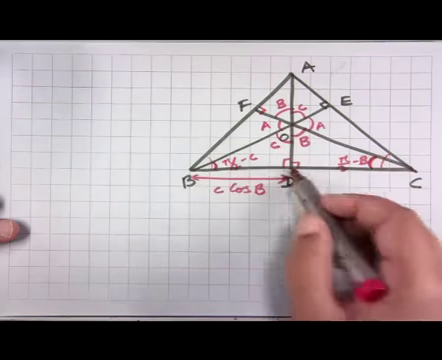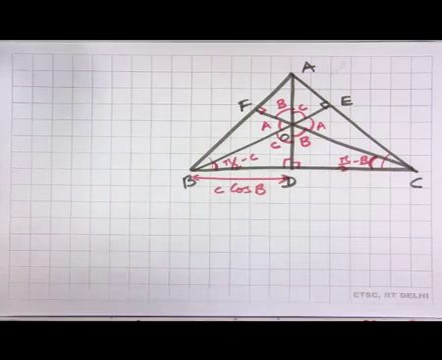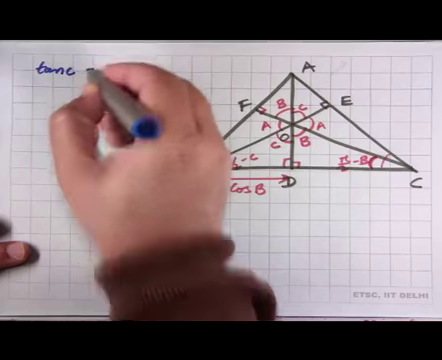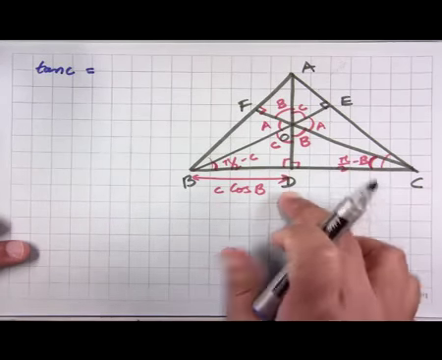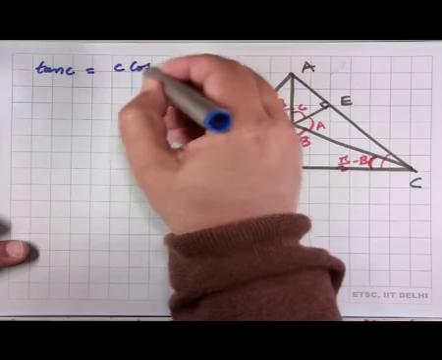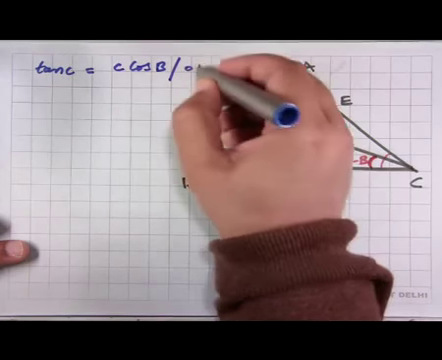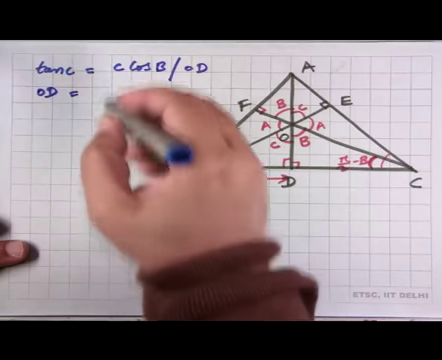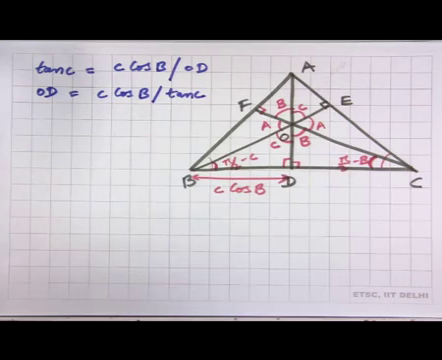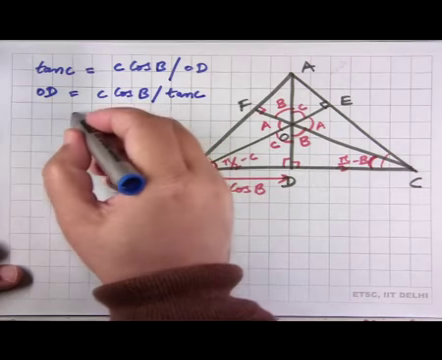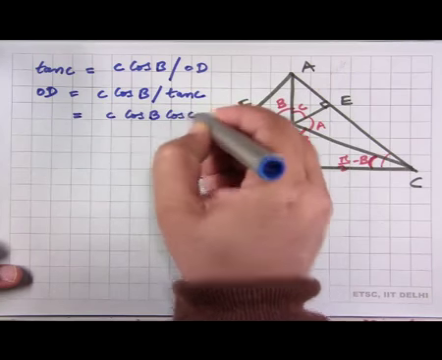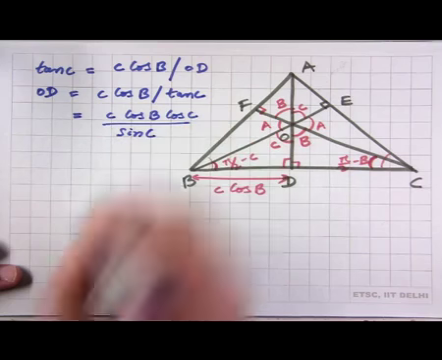In the triangle BOD, which is also a right angle triangle, we can write that tan of C is equal to BD divided by OD, and BD is c cos B. So, it is equal to c cos B divided by OD, from where it follows that OD is equal to c cos B divided by tan of C, which is equal to c cos B cos C over sine of C.